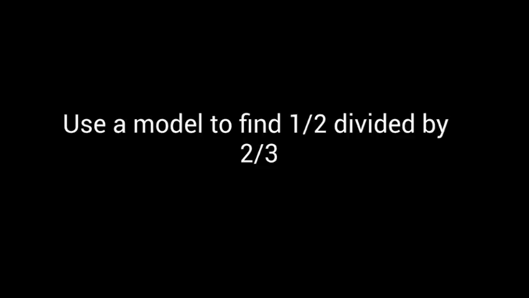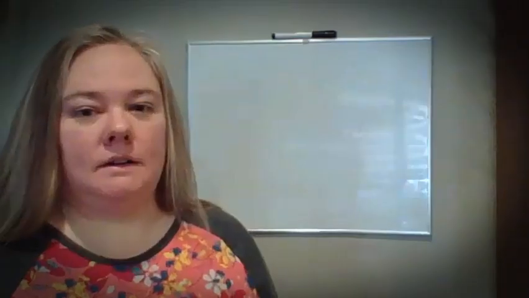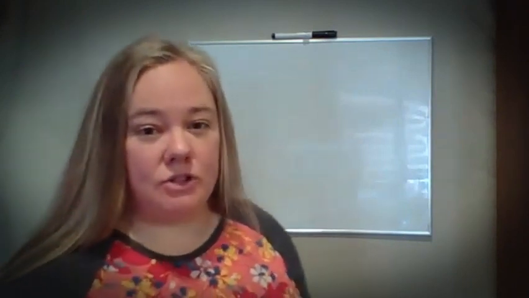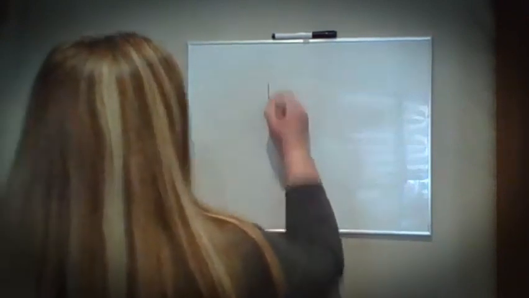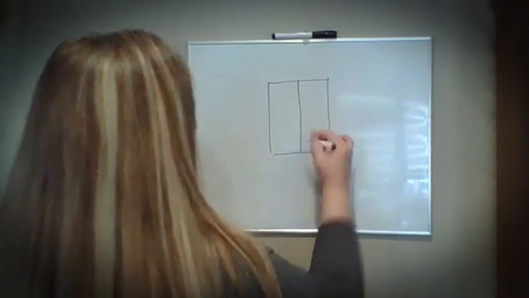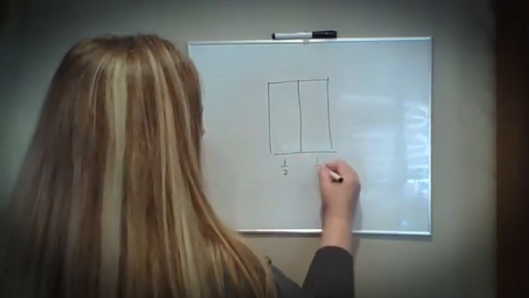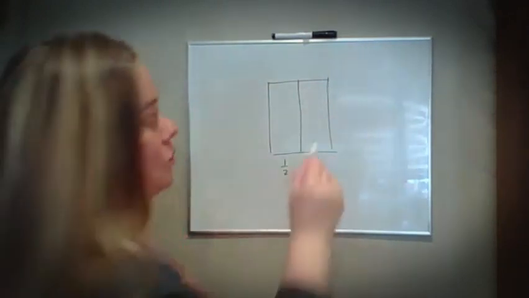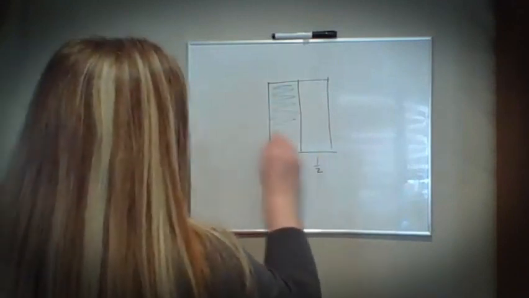Use a model to find 1/2 divided by 2/3. So to model division, we're going to use an area model. I'm going to separate one section into a half, and then I'm going to divide that half by 2/3. So I'm going to start first with a half. This represents 1/2, and this would be the other half. I'm only going to shade in one portion because this is what I'm dividing.